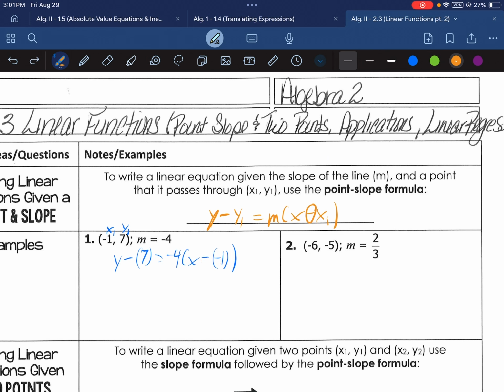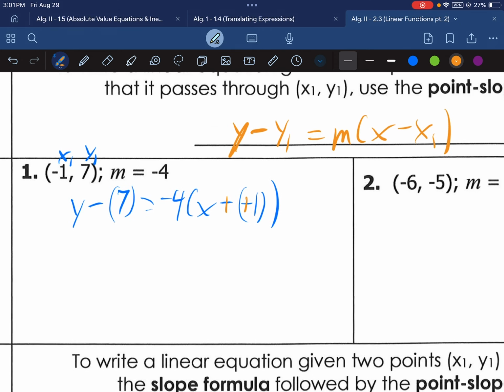Notice I do have two negatives here inside that parentheses. That's because one of them is from the formula, while the other one is from the x1 value of -1. So together those would make a positive 1. Now our first step here is to distribute. So we can distribute this -4, and we get y minus 7 equals -4x plus, so let me try that again, plus 4, because -4 times a positive 1.